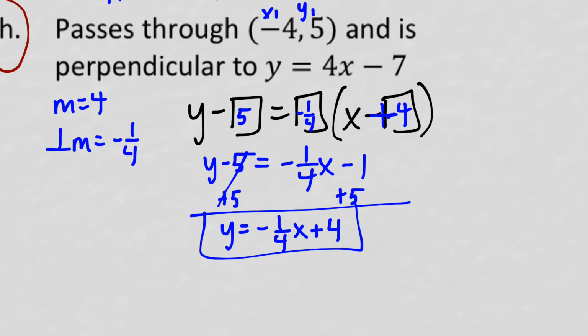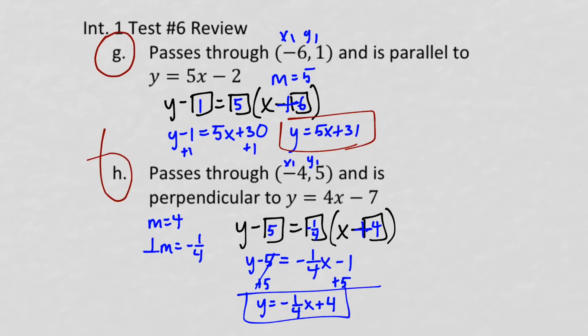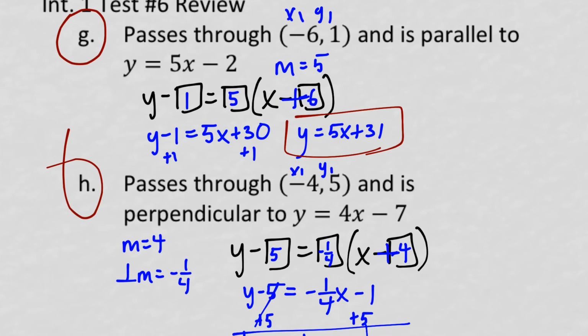On the other side, G and H, here you go. Here's G. I used x1, y1 is -6, -1. The slope is 5 because it's parallel to this one. And so if it's parallel to this one, it has the same slope. Plug in 5 right there for the slope. +1 and -6 over here for the x and the y. That makes it x plus 6, y minus 1 right there. Distribute the 5, you get 5x plus 30. And then kick out the 1 to get y equals 5x plus 31.